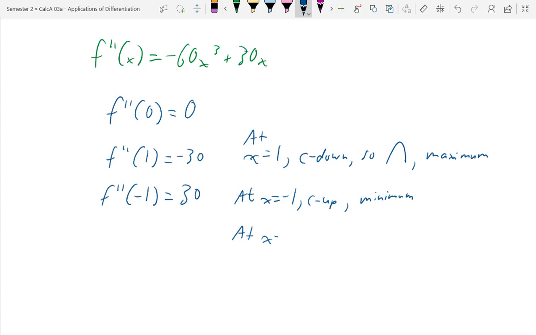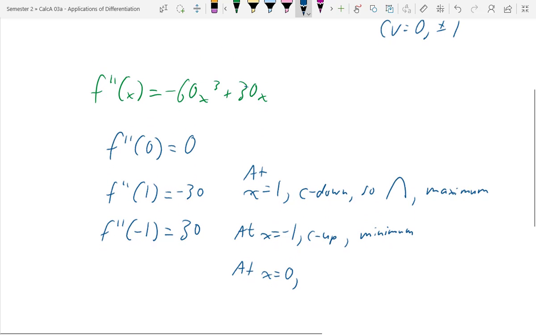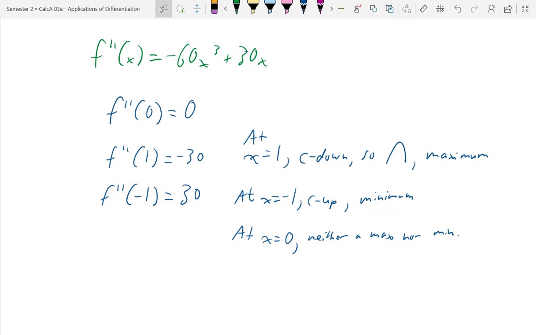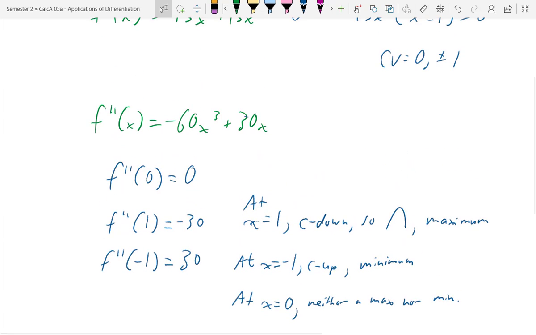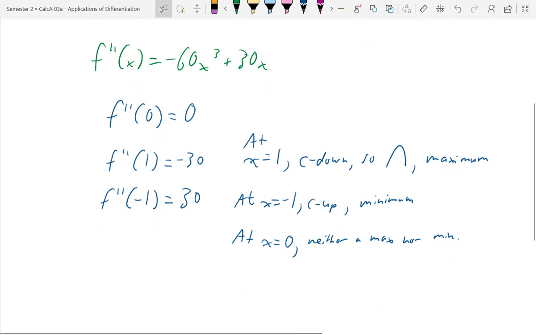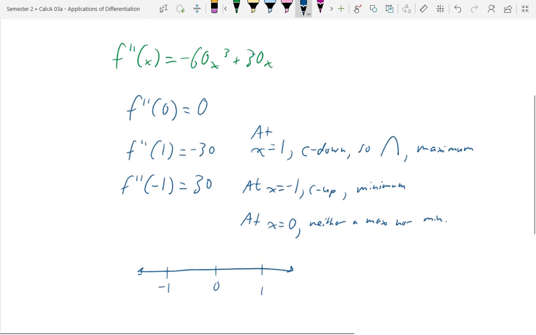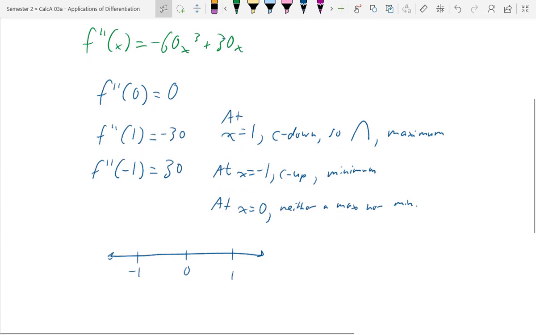At x equals 0, what do you have? It's just a point of inflection. You have neither a max nor a min. And if you look at how this is operating on a second derivative test, negative 1, 0, and 1, those were my values.